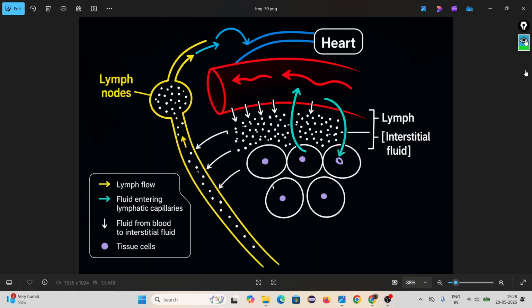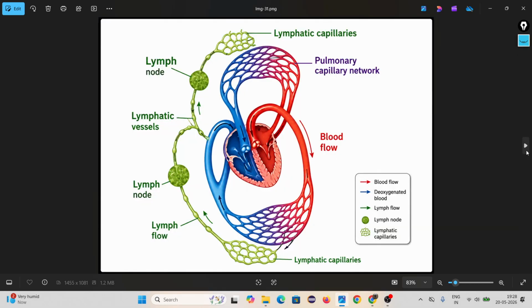Look, first, extra plasma leaking from the blood capillaries forms lymph. Lymph goes inside the lymphatic vessels. Then in the lymph nodes, some microbes are there that should be killed. After this, the lymph enters into the heart. This is how it is working.